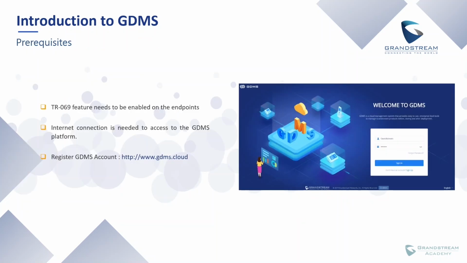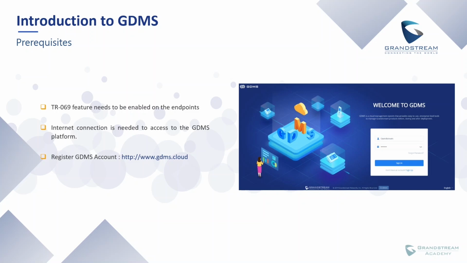And now we're going to talk about the GDMS prerequisites. GDMS platform can be accessed using the link www.gdms.cloud, and first-time users need to sign up for a GDMS account by simply entering some information like the name, the email address, the country, and after the registration is complete, you can just get connected and start using the GDMS. Internet connection is required since this is a cloud-based platform.